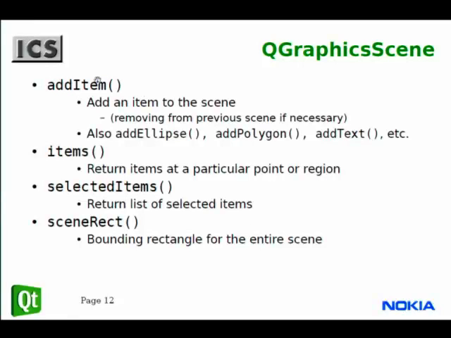So, when you want to add an item to a scene, you call add item. If you want to get a list of all the items that are in it, you call items. If you want to know which ones are selected, selected items. And scene rect gives you the bounding rectangle of the entire scene.